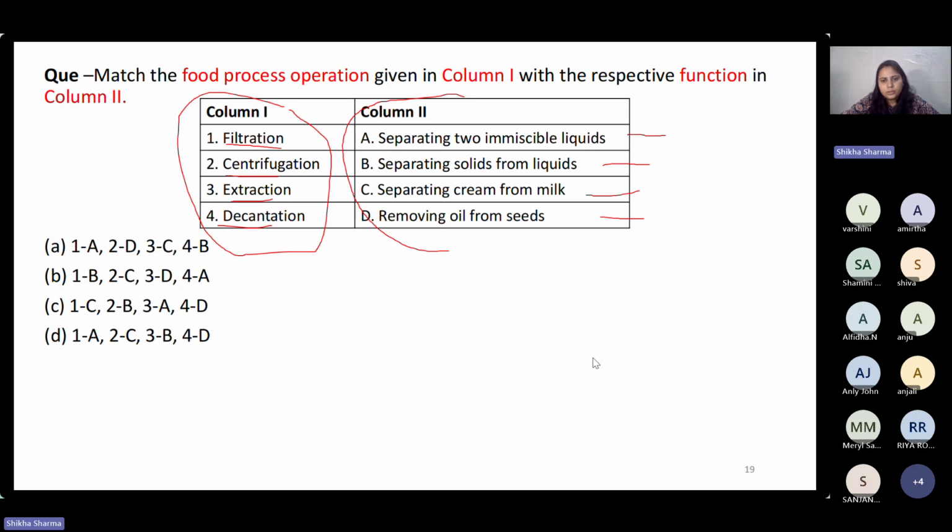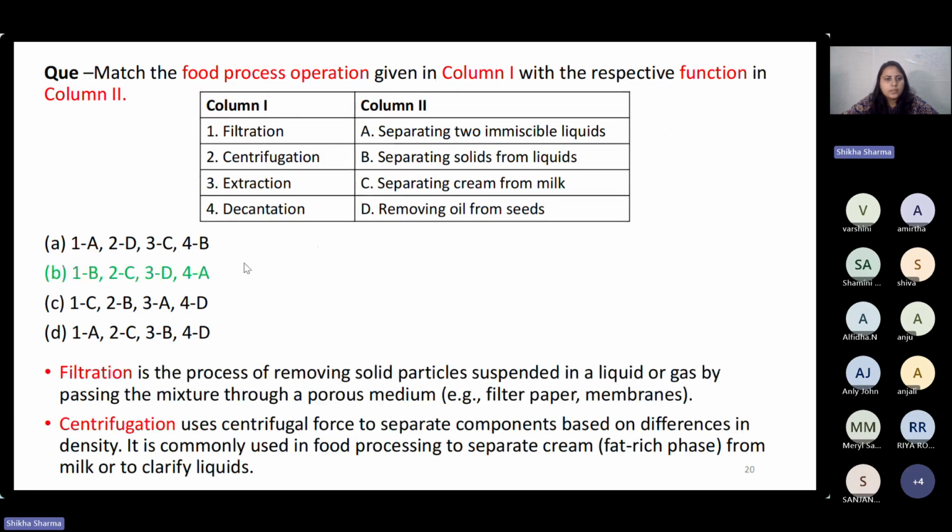Sohan says B, Anju B, Shiva B. Okay. So you three are telling correct. So B is the correct answer here.